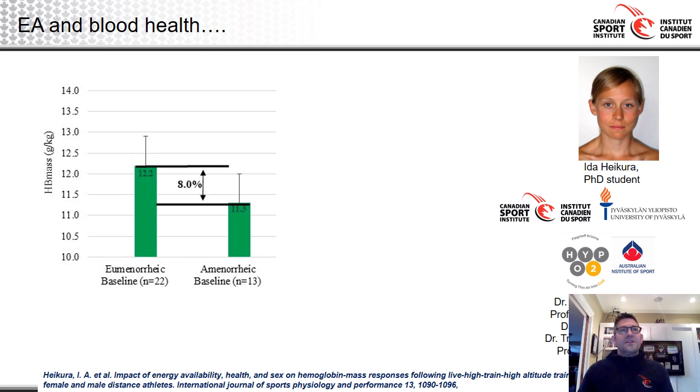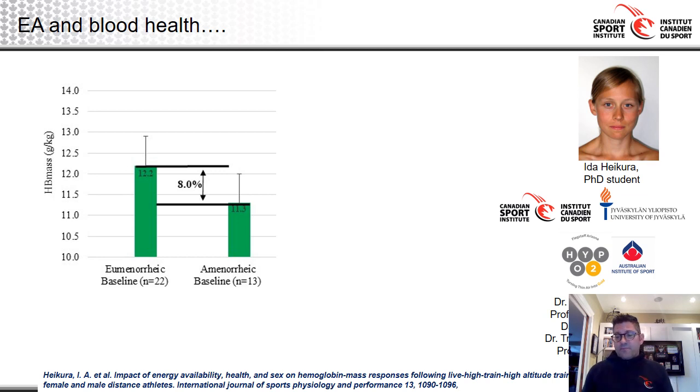We then measured their hemoglobin mass using a technique called carbon monoxide rebreathe. It's a very sensitive way to measure hemoglobin and basically red blood cell mass. And we could see here that the eumenorrheic athletes had 8% greater hemoglobin mass when corrected for body weight than the amenorrheic athletes. 8% is a massive difference at baseline, and this was certainly significantly different.